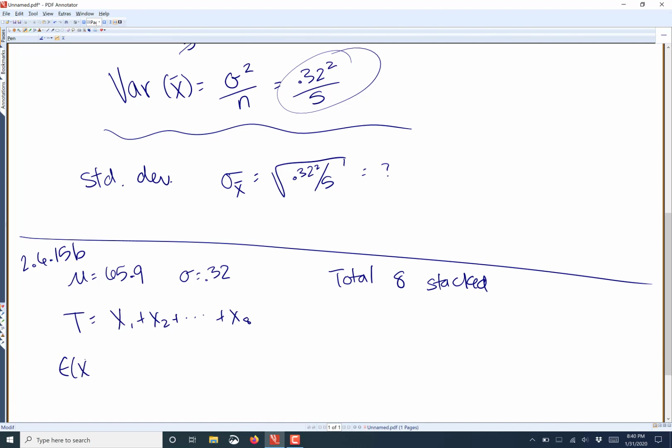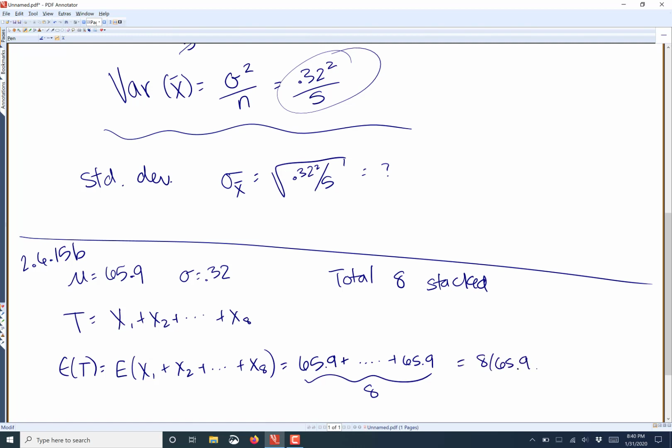So the expected value of the total is really just the expected value of x1 plus x2 all the way up to x8, which means just find the expected value of each one individually and add them up. So that'll be 65.9 plus 65.9, we have to do that 8 times. So that gives us 8 times 65.9, which I'll let you put in your calculator to figure that out.